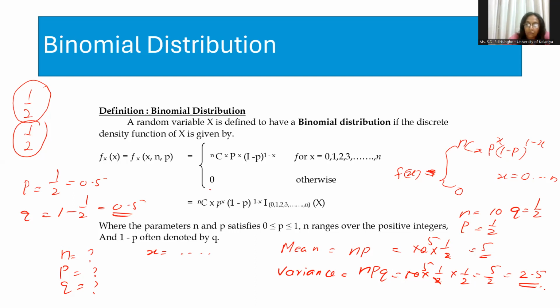Variance. So there are two properties in the binomial distribution. Write down please, two properties. One for the mean, the other for the variance. For the mean it is NP, for the variance it is NPQ. That is for the binomial distribution. NP represents the average number of successes in the trials.